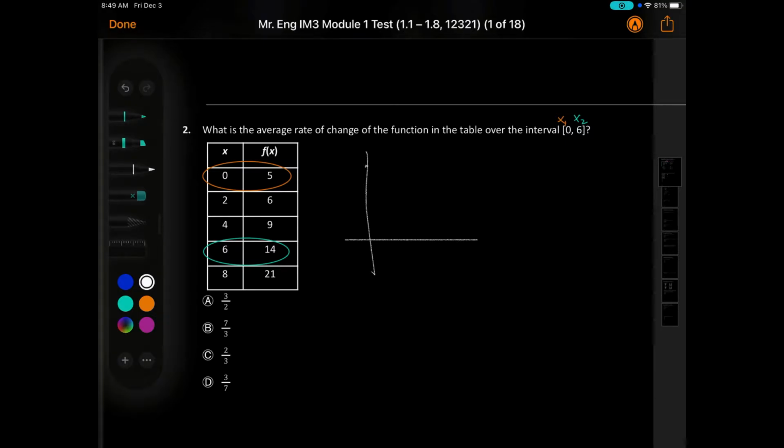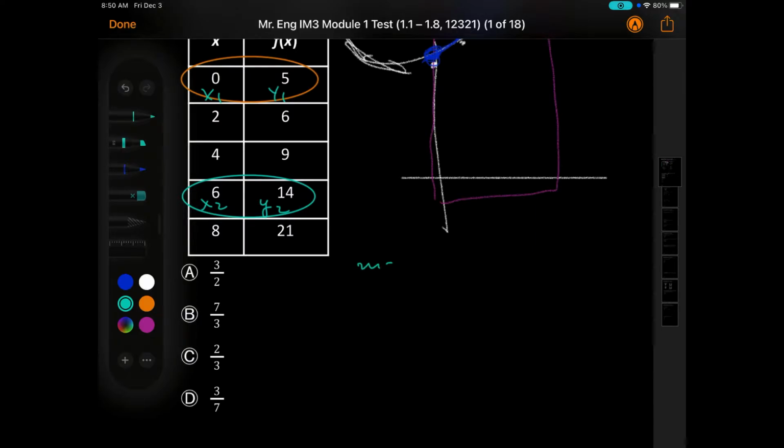if you graph this 0, 5, 2, 6, 4, 9, 8, 21, the graph might look something like this. And we're trying to find between 0 and 6. What is the slope in this window from here to here? Okay, so all I have to do is just find the slope between those 2 points. So I'm going to call this one x1, y1, x2, y2. And I can just simply use the slope formula. M equals y2 minus y1 over x2 minus x1.